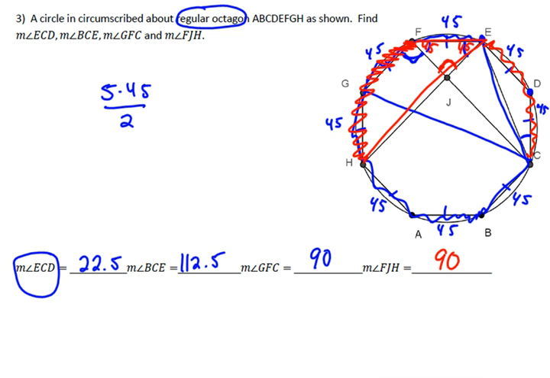And so in a regular polygon, the starting point is the key, and that is dividing 360 by the number of sides, so you can find out what each of those individual arcs are.